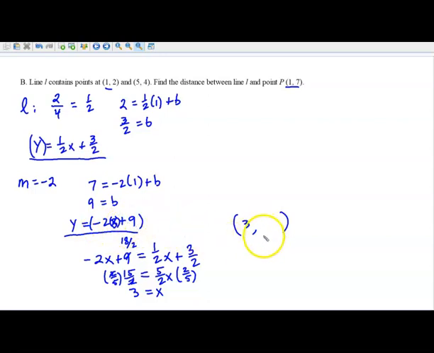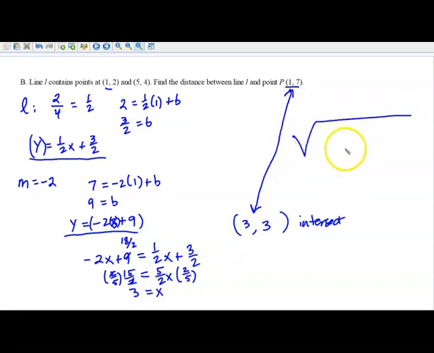-6 plus 9 is also 3. So 3, 3 is where they intersect. And now it's just a matter of finding the distance between these 2 points: the point 1, 7, which is P, and that point of intersection, and that will get us our answer. So here we are back to the distance formula.